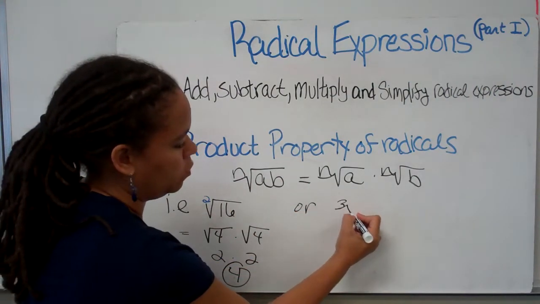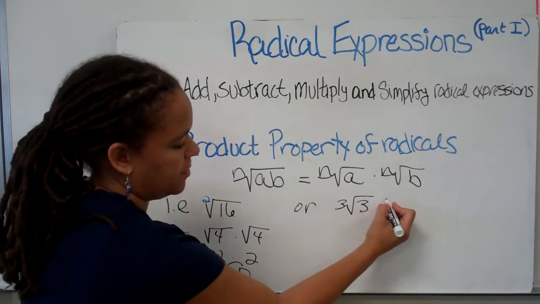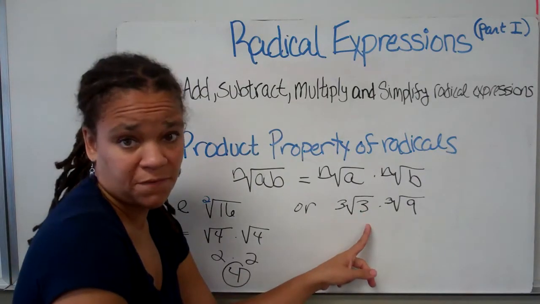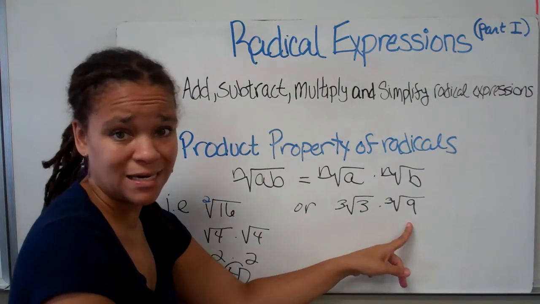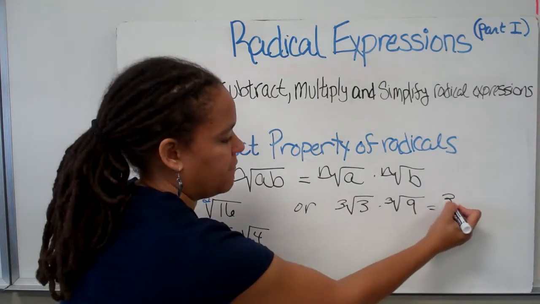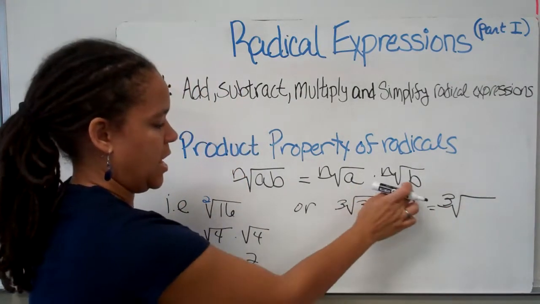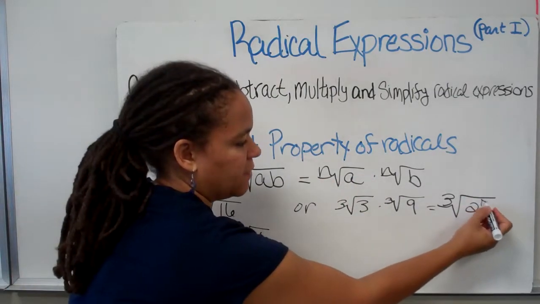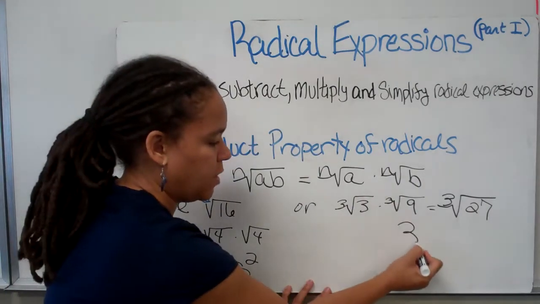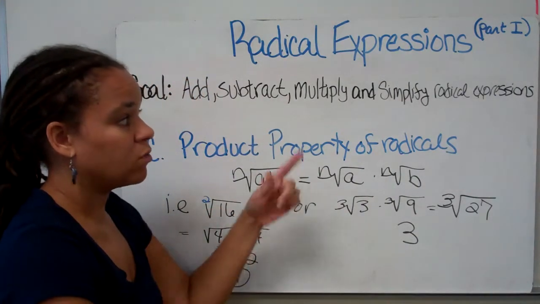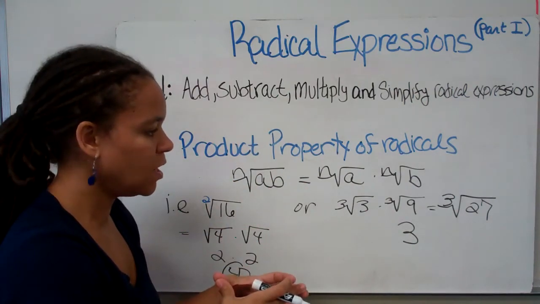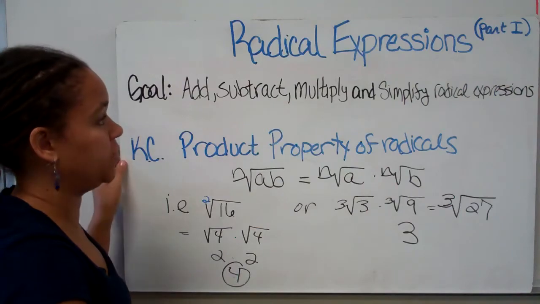You could have the cube root of 3 times the cube root of 9. There is no perfect cube of 3, there's no perfect cube of 9, but if I put them together using this property, I would have the cube root of 9 times 3, which is 27. And there actually is a cube root of 27. It happens to be 3. So when we're simplifying these, you need to play around with them to make them work for you. So let's see how we can do that.